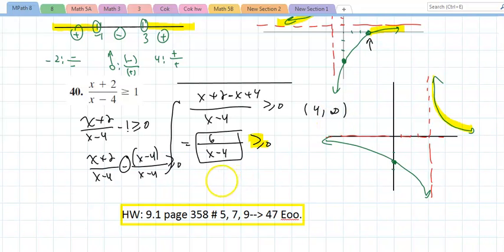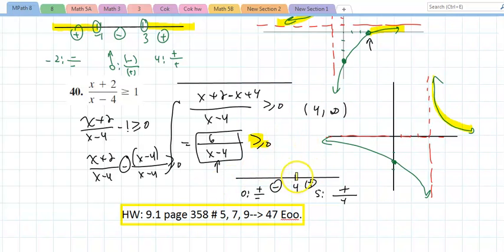And if I decided to take the test point approach, nothing wrong with that. The top can never equal 0. The bottom could equal 0 at 4. And if I pick a point to the left of 4, say 0, put it in there. The top is positive 6. That's positive over a negative, which is a negative. And if I pick 5, 6 is positive over 5 minus 4, which is positive. That's a positive.